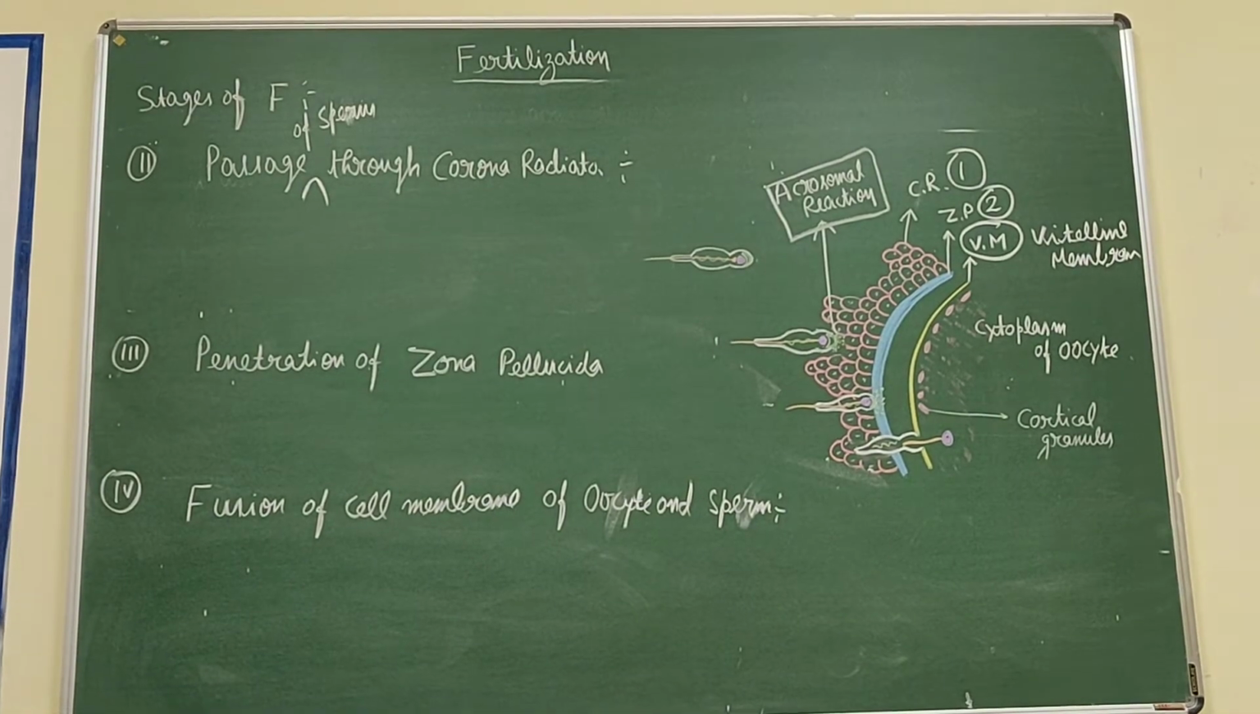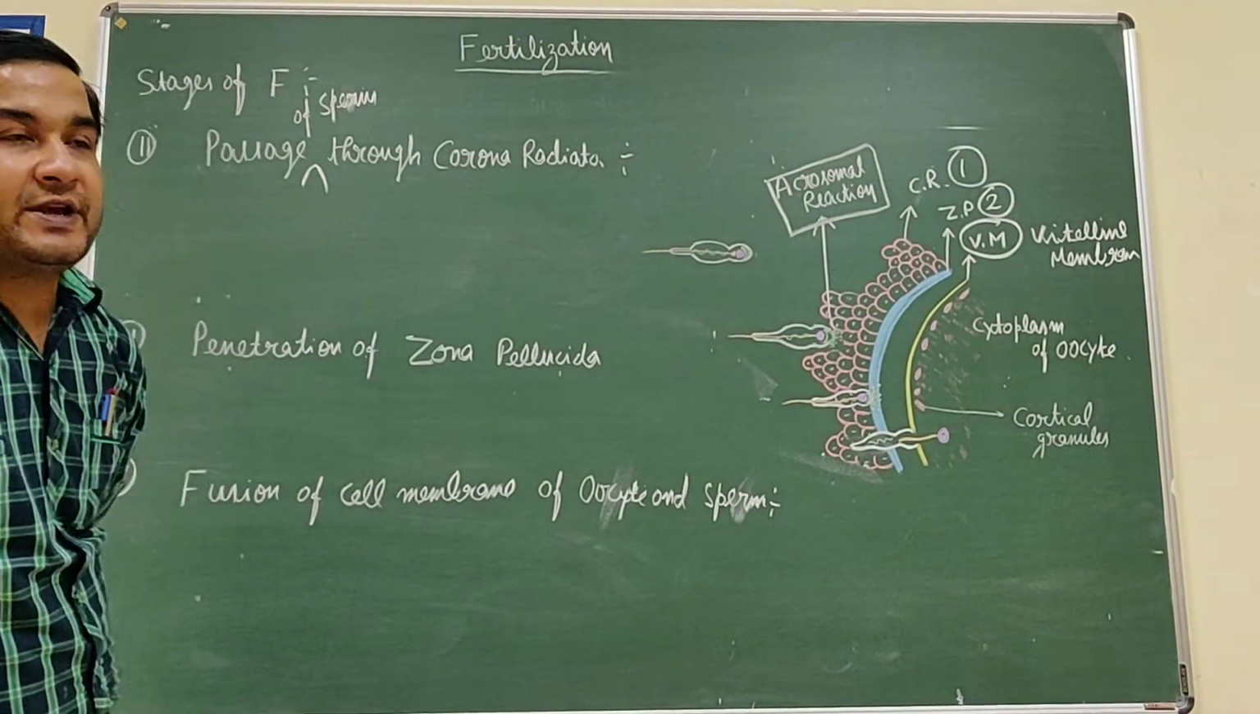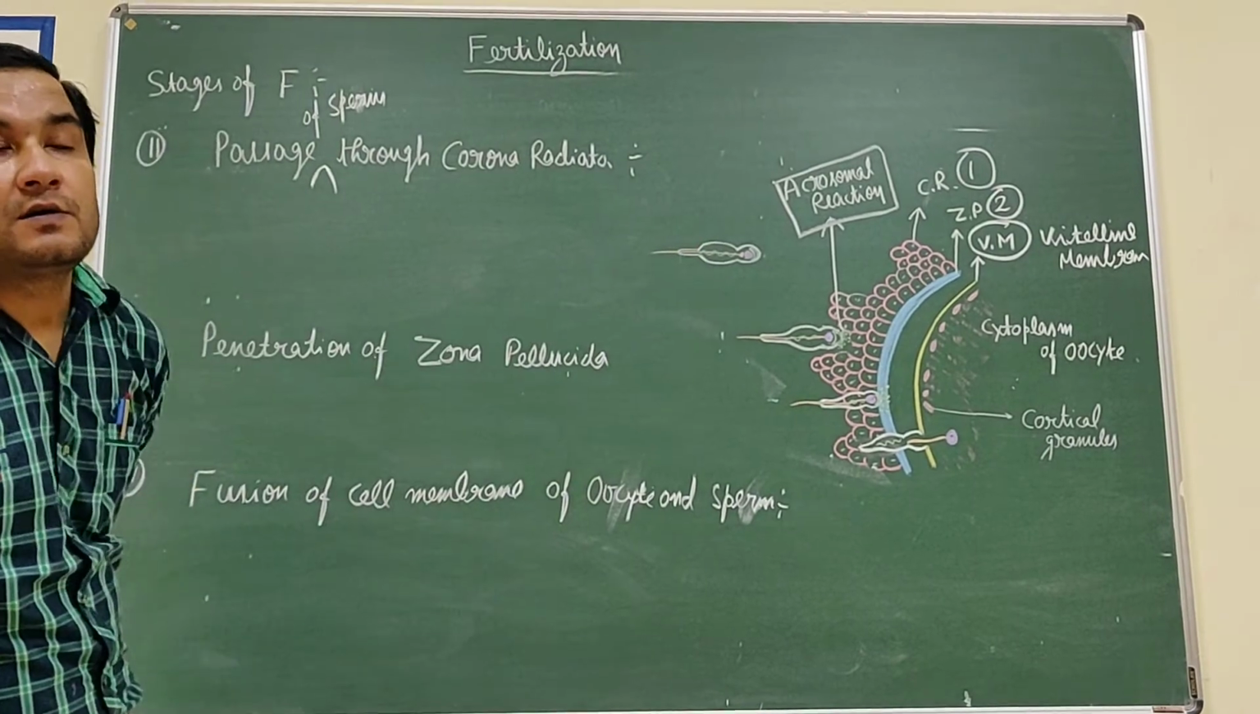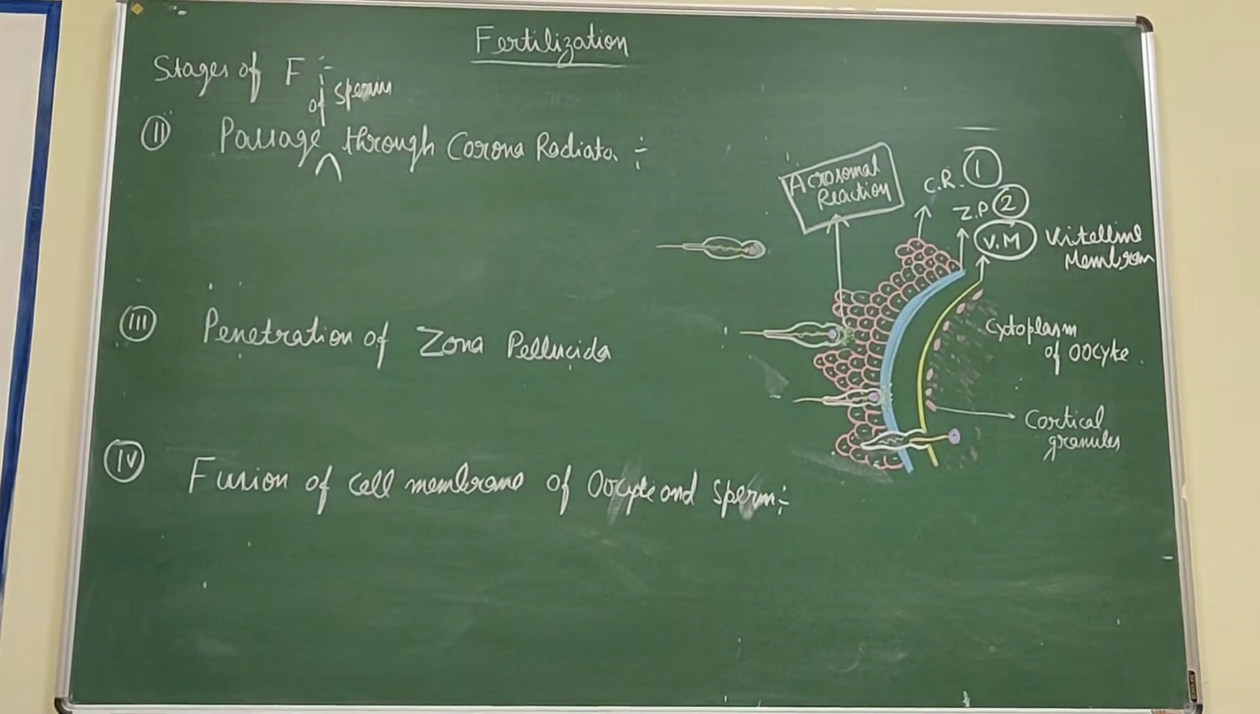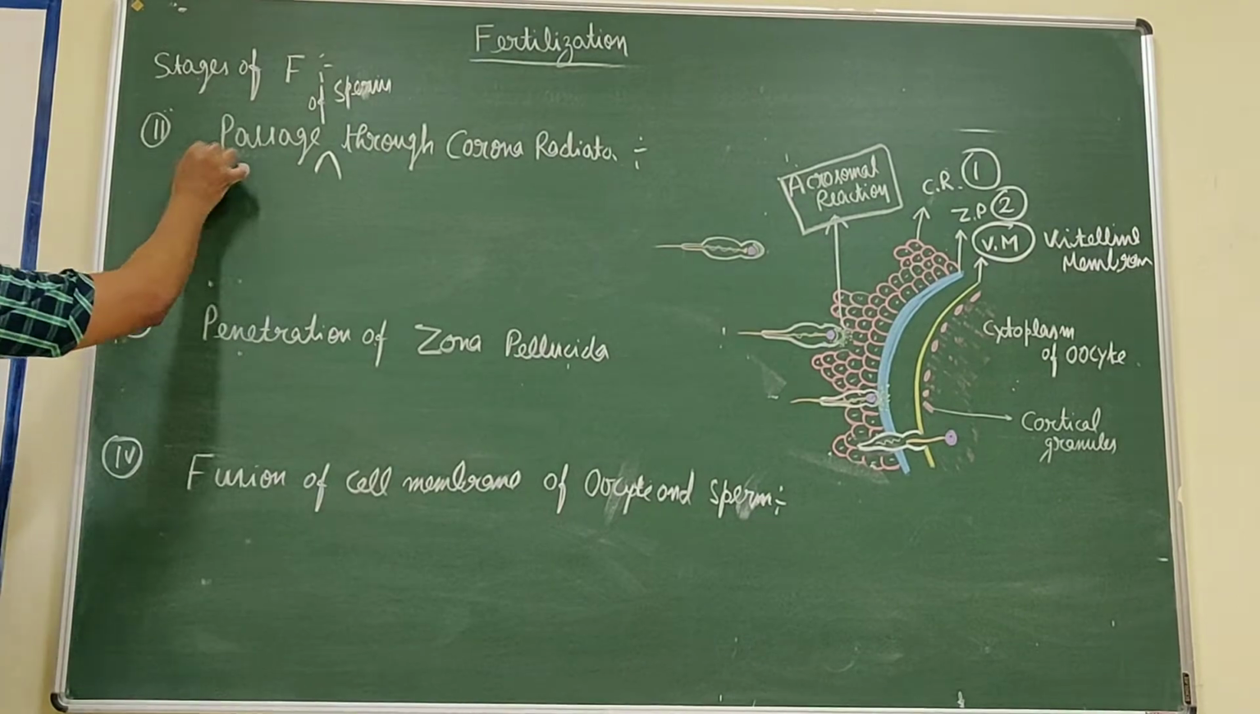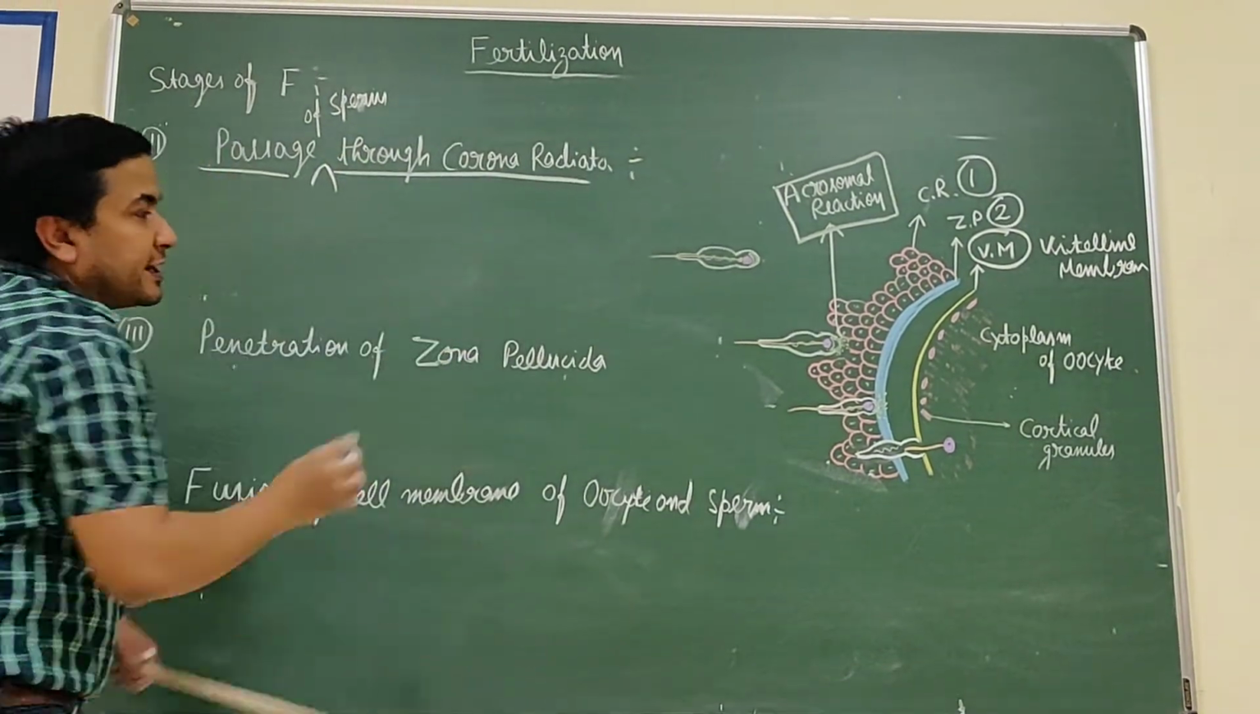So after the approximation of the gametes, the next stage is the passage of the sperm through the corona radiata.